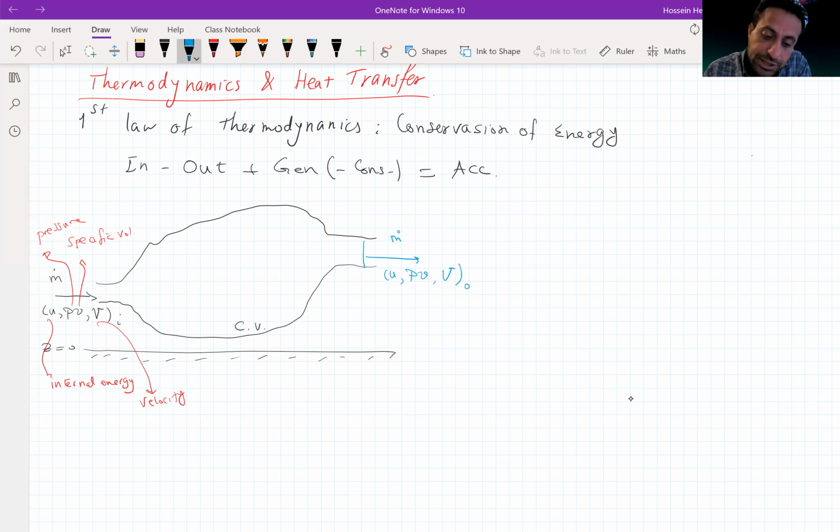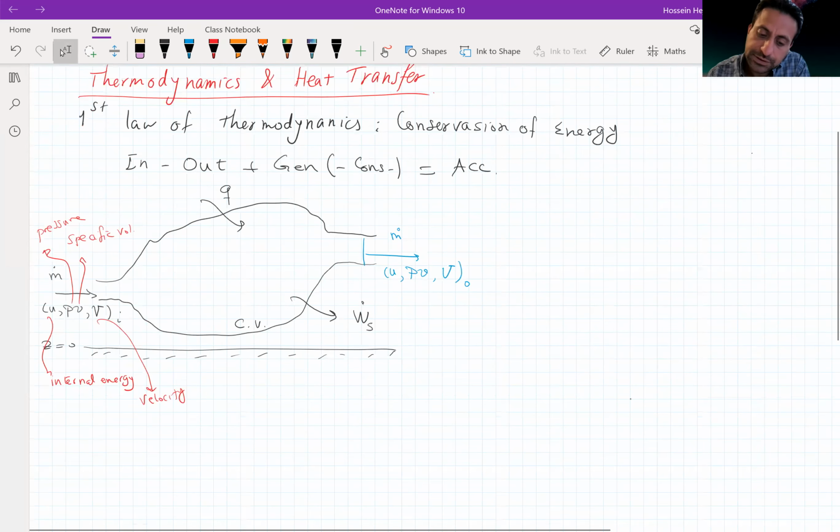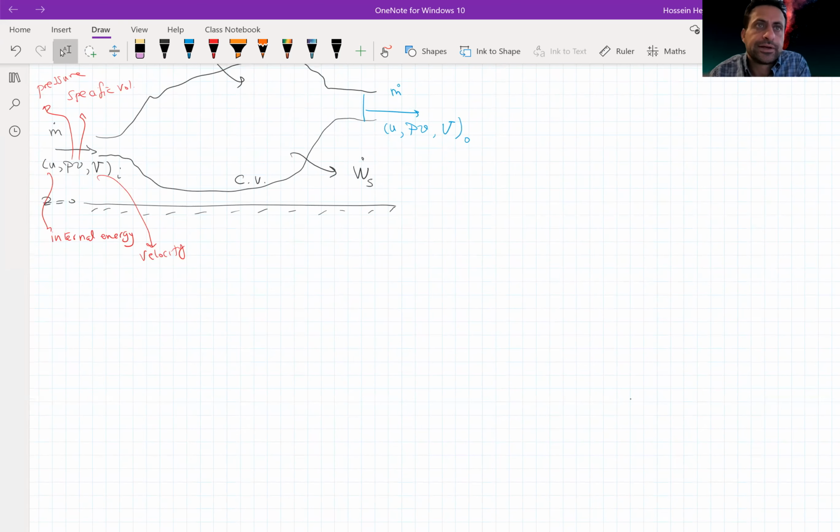We can have exchange of heat to the system, so we can put some Q here, and we can get some work out of the system, which I'm putting as W dot S. The first law of thermodynamics, or this conservation of energy, I can write down on a rate basis.